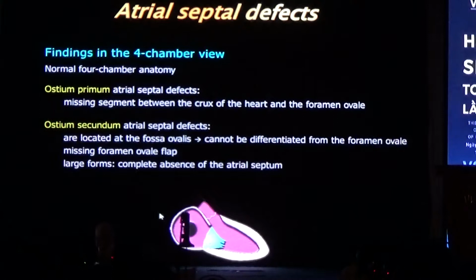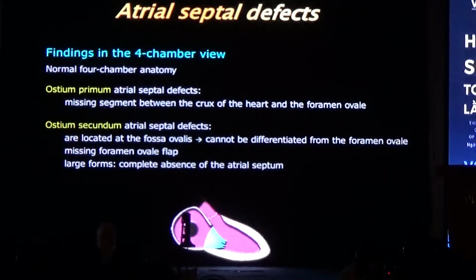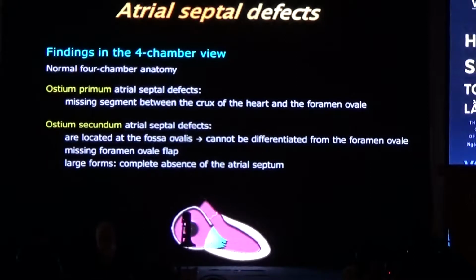If you have a septum secundum defect, this is much more tricky because they are located at the level of the foramen ovale. So they are actually the foramen ovale, which is a bit too large. The big clue here is you're missing the foramen ovale flap. Remember when we looked at the four-chamber yesterday, I told you to look at the motion of the foramen ovale flap and make sure that it's present.